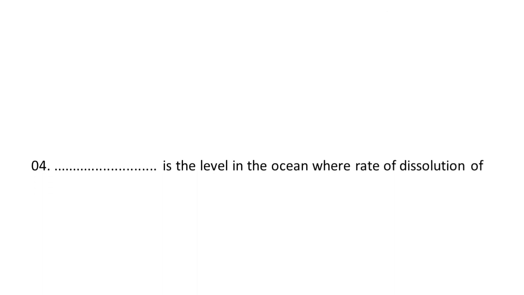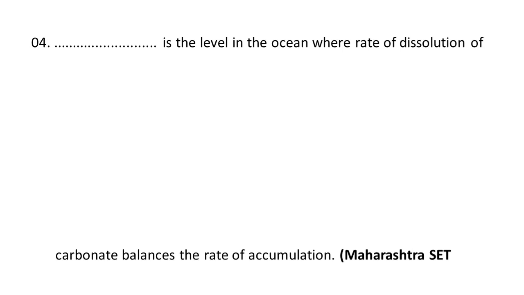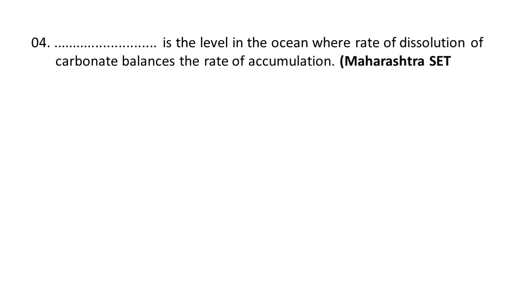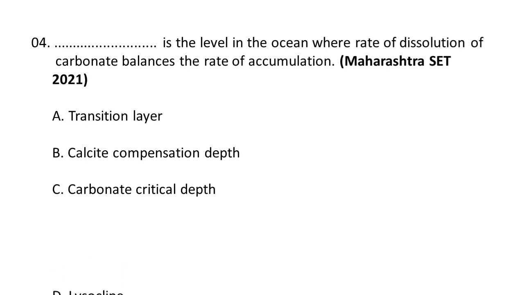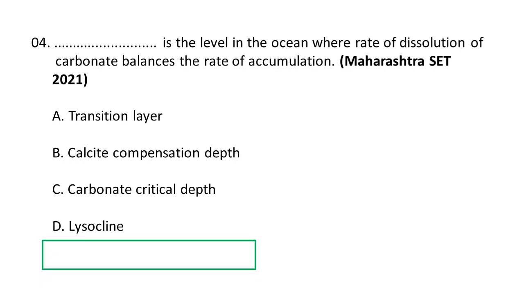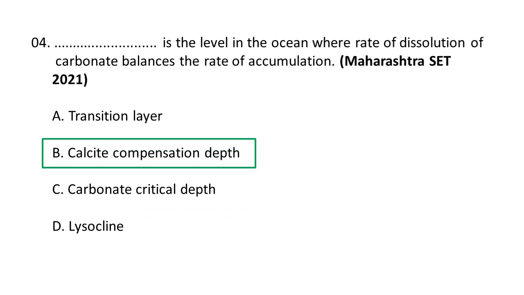Next question. What is the level in the ocean where the rate of dissolution of carbonate balances the rate of accumulation? The choices are A. Transition layer, B. Calcite compensation depth, C. Carbonate critical depth, and D. Lysocline. So the correct option is B. Calcite compensation depth. This is also known as CCD. Calcite compensation depth is the depth in the ocean where the rate of calcium carbonate formation and sinking matches the rate of dissolution. So B. Calcite compensation depth is the correct option.